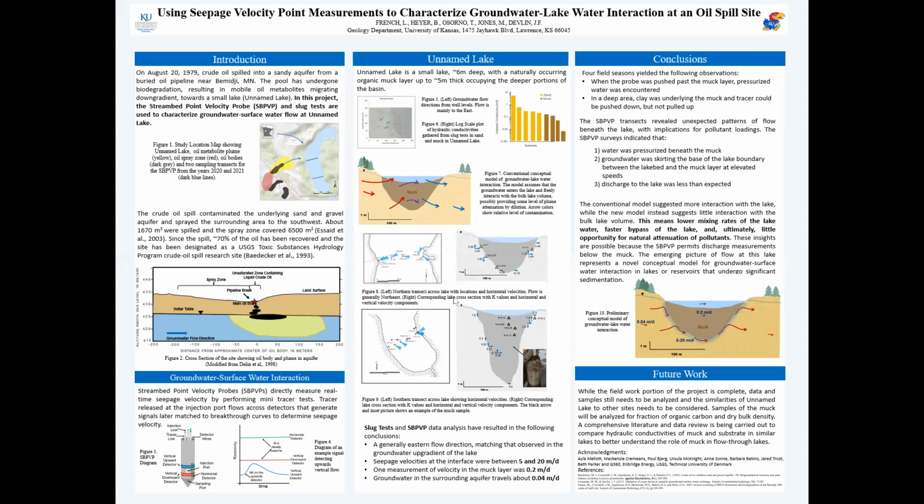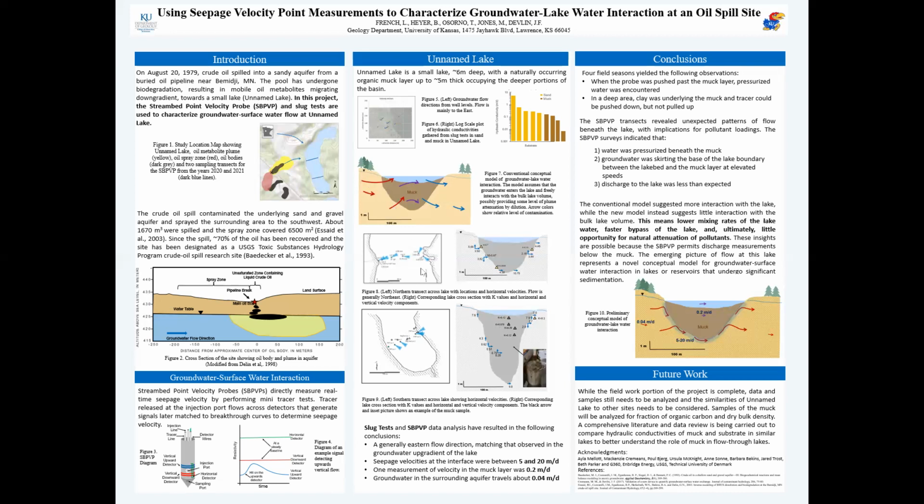SPVP and slug test results are shown both in map view and cross-section view. We have the northern transect, which corresponds to this, and then the southern transect, which is the lower line down here. These data have resulted in several conclusions. Horizontal flow is generally to the east, as we can see in these two diagrams, and that corresponds well with the Darcy calculations as well.